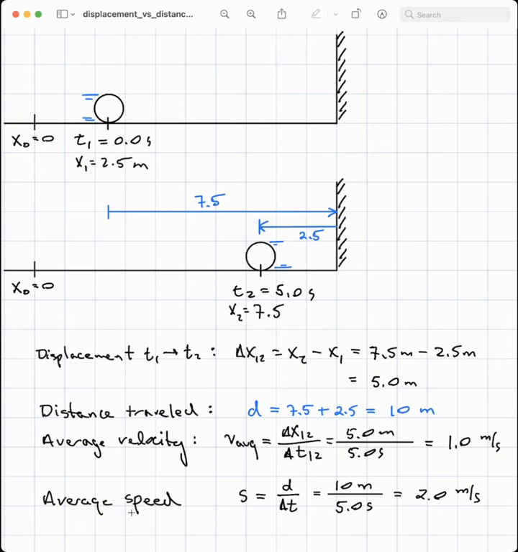On the other hand, let's look at the average speed. The average speed is equal to the total distance traveled divided by the total time. And so the total distance traveled we found was 10 meters, and the time interval was 5 seconds. And so 10 meters divided by 5 seconds is 2 meters per second. So you see the average velocity is not the same as the average speed in this problem. And I think this problem underscores the difference between displacement, distance, average velocity, and average speed.